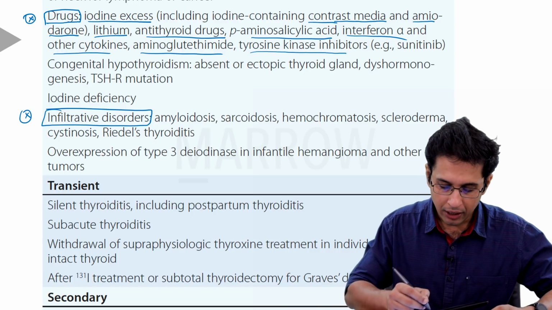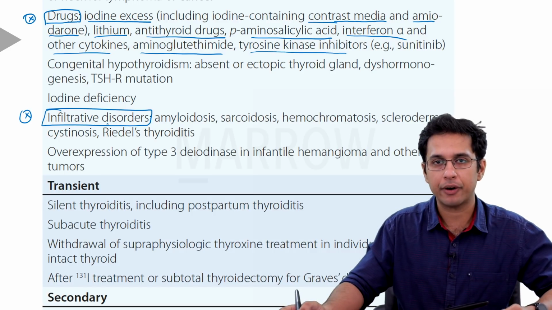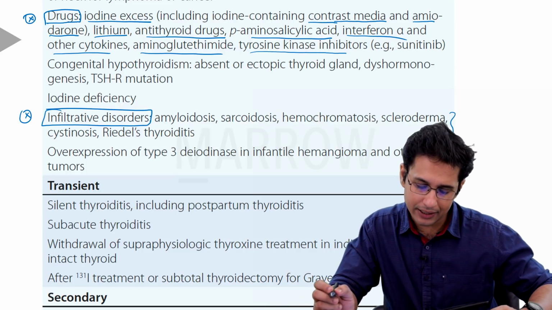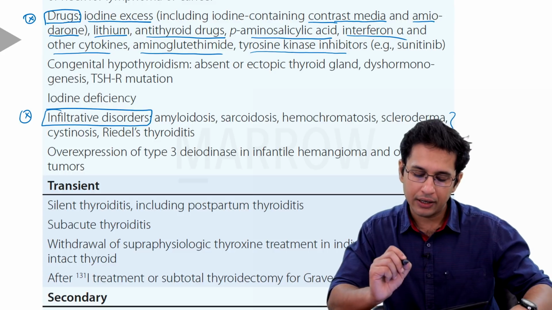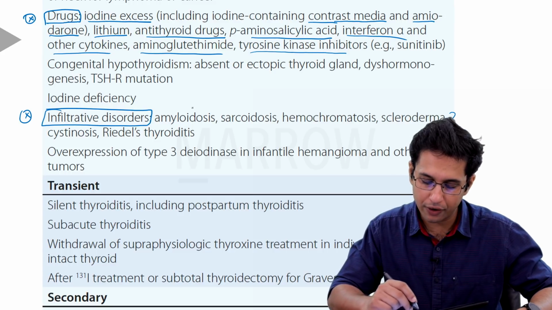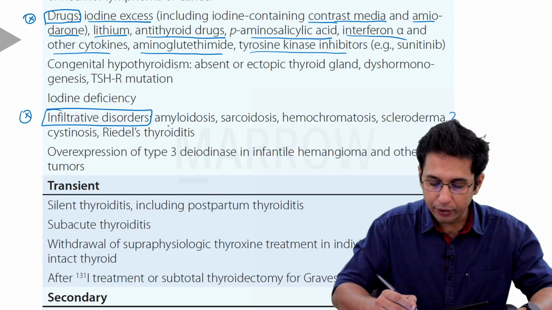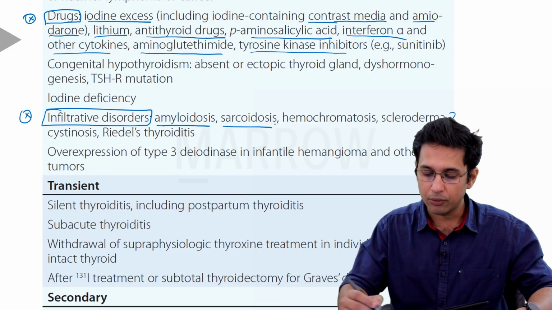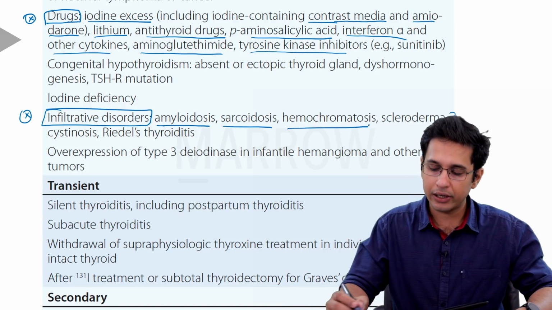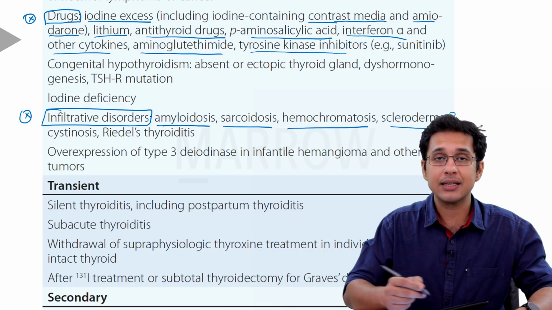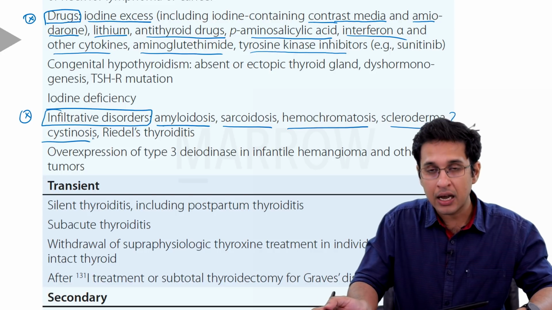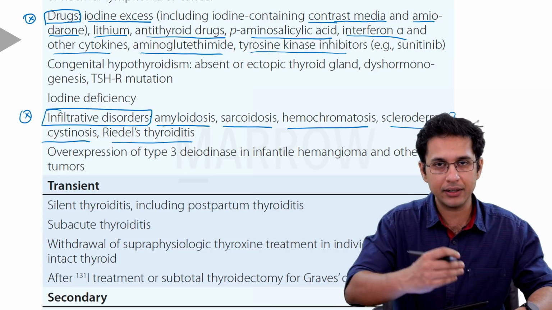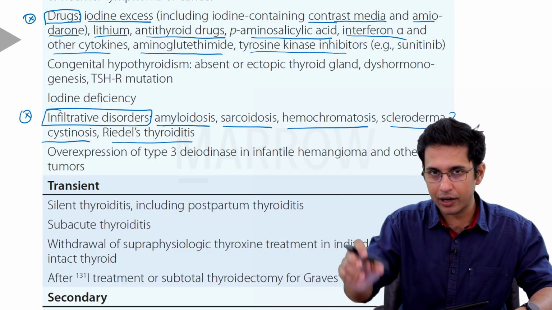Okay. Infiltrative diseases causing hypothyroidism. This is a bit tricky because you don't suddenly realize that these conditions can cause it. But often in an MCQ, these are repeated as options. Amyloidosis can cause hypothyroidism. Sarcoidosis can cause hypothyroidism. Hemochromatosis can cause hypothyroidism. Scleroderma can cause hypothyroidism. Cystinosis can cause hypothyroidism. Riedel's thyroiditis can cause hypothyroidism. Note the points down. Drugs, one list. Infiltrative, one list, by heart.